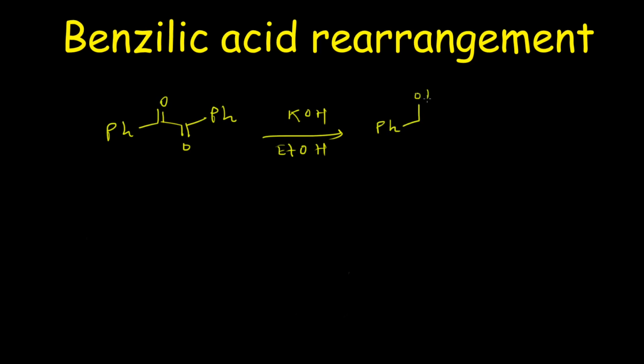Hello guys, in this video we are going to discuss the benzilic acid rearrangement. So when benzil, which is this particular compound, is treated with potassium hydroxide in ethanol, then the potassium salt of benzilic acid is obtained as a product after the reaction is complete. And this conversion of benzil to benzilic acid is known as the benzilic acid rearrangement.